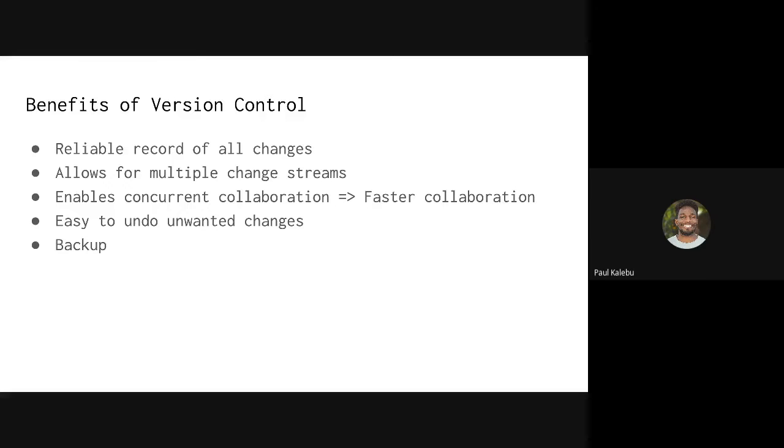It also allows for multiple change streams, as I mentioned. So if you have independent parts of the project you're building, they don't have to block each other. They could happen in parallel. This also flows into concurrent collaboration. In addition to these multiple change streams, you could have multiple people working on this project without needing to necessarily wait for each other. They could all get their work done much faster this way.